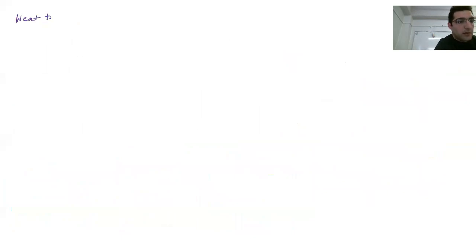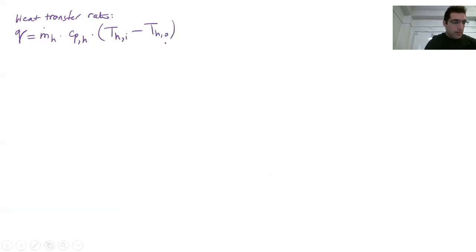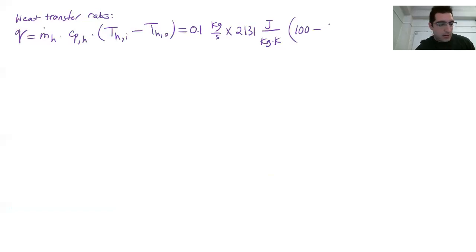So the heat transfer rate for the hot fluid is Q equal to m dot of the hot fluid, Cp of the hot fluid, and delta T of the hot fluid, TH in minus TH out, which is equal to m dot of the hot fluid, 0.1 kilogram per second, times Cp of the hot fluid. We found it from the table, 2131 joule per kilogram Kelvin. And temperature inlet was 100 degrees C, outlet was 60 degrees C. So the Q total is 8524 watts. That's the amount of Q.